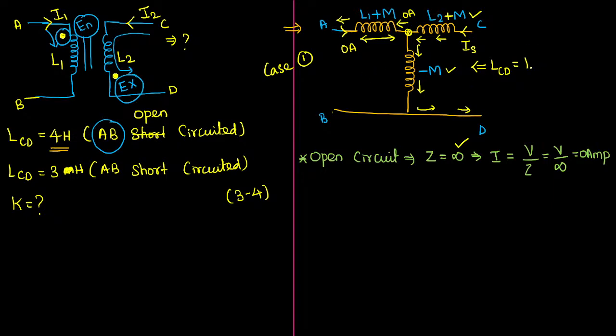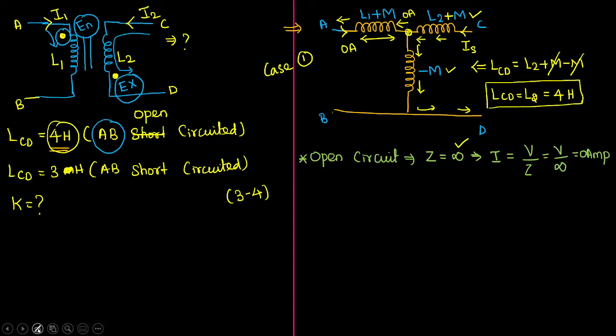So I can add all the values, L2 plus M and minus M. This is the overall inductance. Minus M plus M gets cancelled here. So I can say the value of LCD is simply the secondary coil self-inductance L2. Do you remember, the value of LCD is already given, that is 4 Henry when the primary is open circuited. So if I substitute, we conclude that the value of L2 is 4 Henry. Yes or no? Yes, sir.